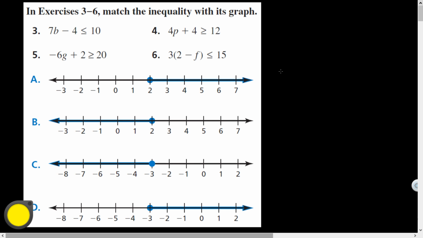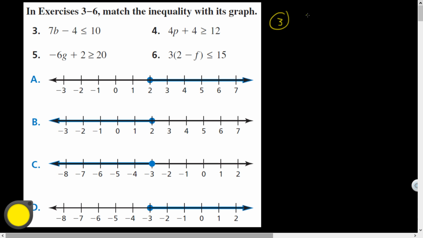We are looking at last night's homework on page 77 of the Big Ideas Algebra 1 text. We were solving multi-step inequalities, and I've got a handful of little problems. I might work with a darker color on the white background. It says to match the inequality with its graph. Oh man, I thought these were going to be quick, but they're not.